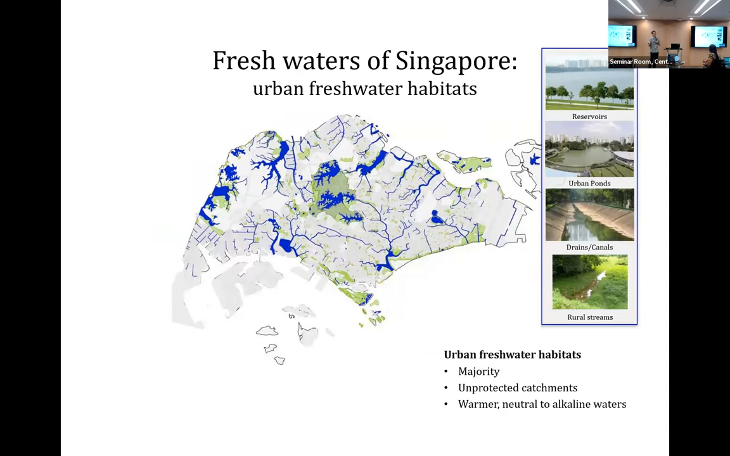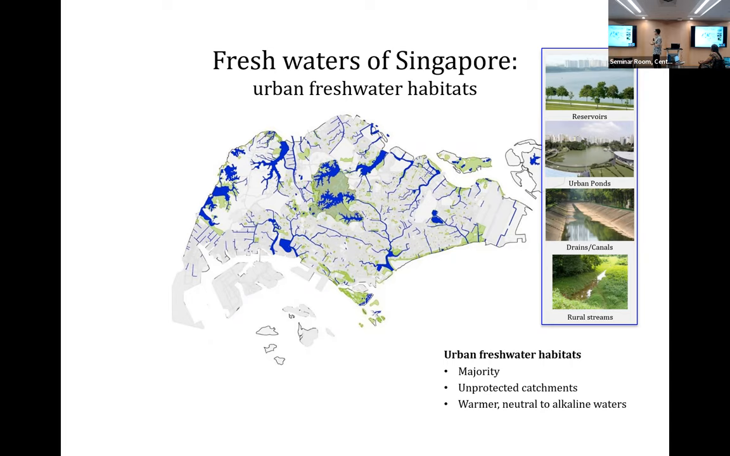So I guess when people say we don't have freshwater habitats, it's because they're not really thinking in terms of the urban freshwater habitats. They're thinking mainly of nice pastoral forest streams, meadows with water running through them, right? But for us, even the drains and this kind of thing are actually quite important, right? They are a major component of our freshwater landscape, right?